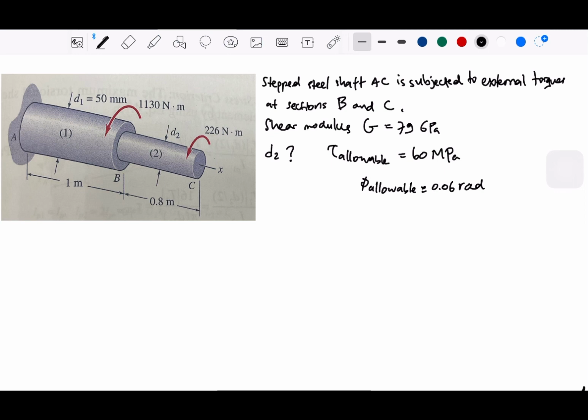They're asking for this diameter with the information given that the allowable shear stress, the maximum allowed, is 60 megapascals, and the allowable twisted angle is 0.06 radians. So this is the maximum that it can achieve. Based on this information, we can plug everything into the previous formula, and we need to find the relations between 1 and 2.